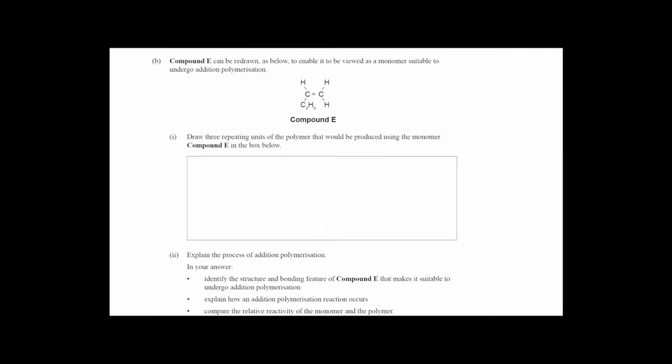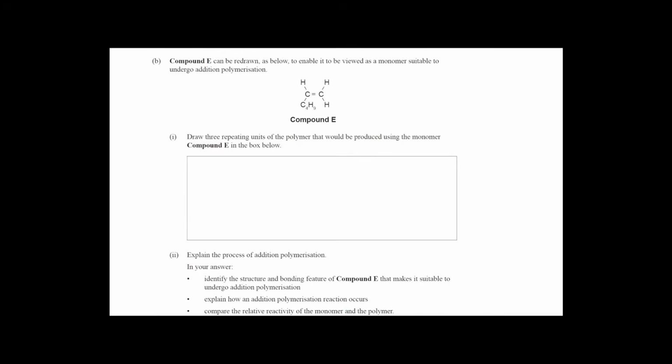On to B. So compound E shown here can be redrawn as below to enable it to be viewed as a monomer suitable for undergoing addition polymerization.